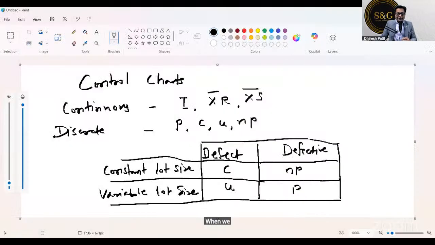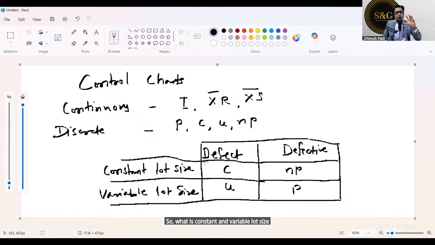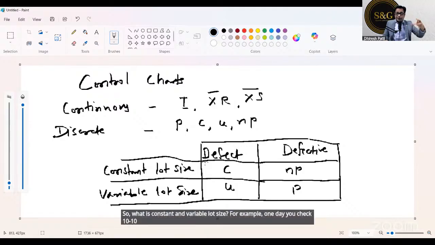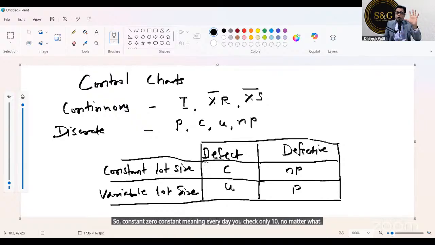Do you remember when do we use a C chart? Let me share my whiteboard. When we have defect data and constant lot size, that means the sample size is constant. So what is constant and variable lot size? For example, one day you check 10 samples, other day you check 15 samples. Constant means every day you check only 10, no matter what. That is called constant lot size.